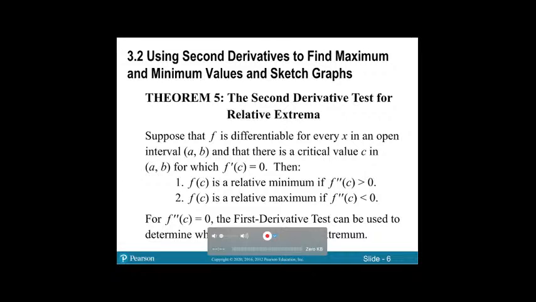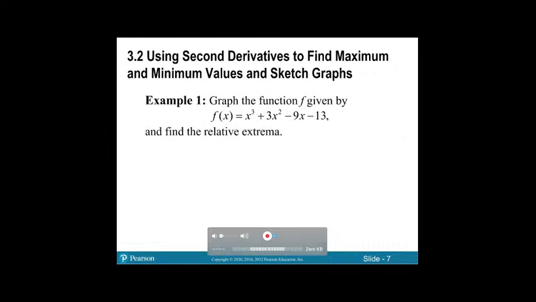Okay, let's keep going. We're asked to graph this function and find the relative extrema. Off the bat, the y-intercept should be negative 13. It's a cubic function, and the leading coefficient is positive, so it should go up to the right, and because the highest exponent is odd, it should go down to the left. So we're anticipating maybe an S-shaped curve.